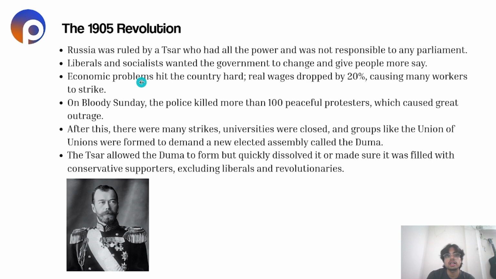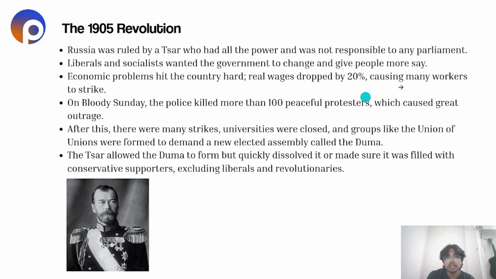Now, the 1905 revolution. Russia was ruled by a Tsar who had all the power and was not responsible to any parliament. Liberals and socialists wanted the government to change and give people more say. Economic problems hit the country hard. Real wages dropped by 20%, causing many workers to strike.